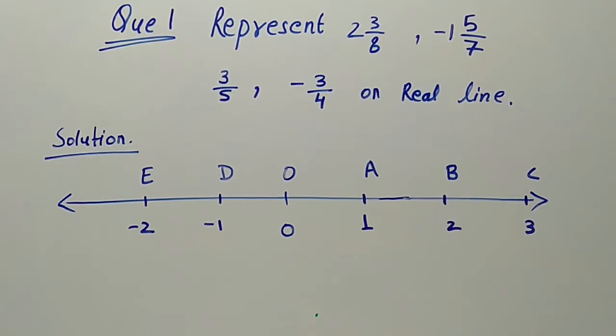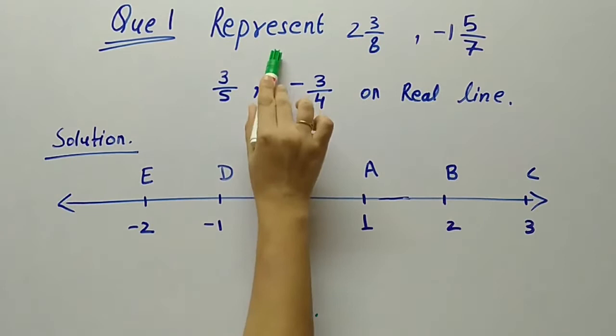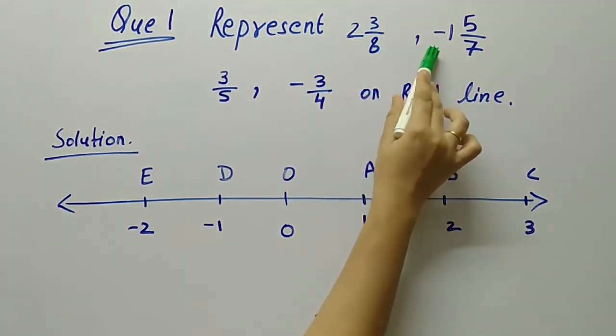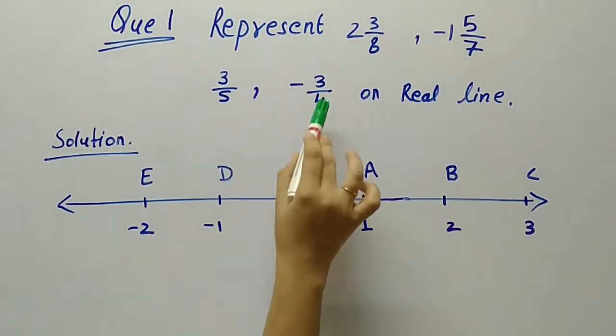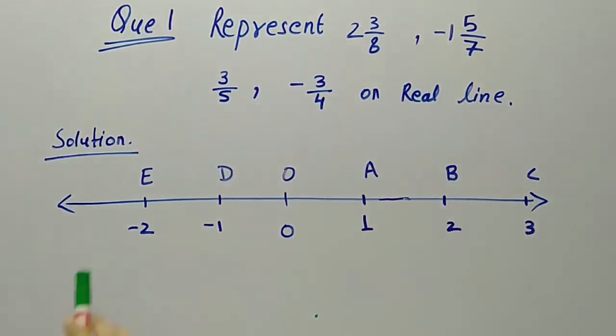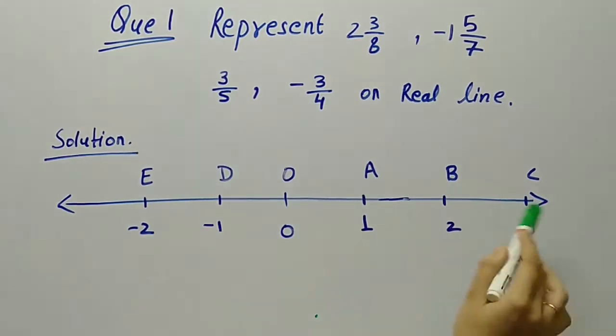Solve some important questions. So the first question is, represent 2 3/8, minus 1 5/7, 3/5, minus 3/4 on the real line. So we will represent these numbers on the same line.